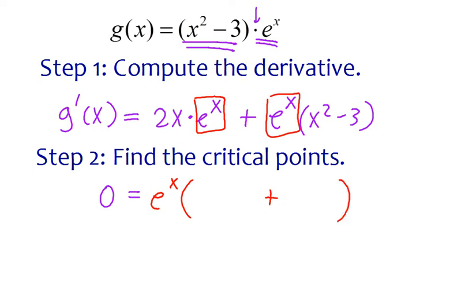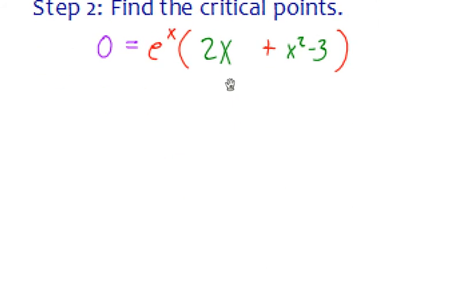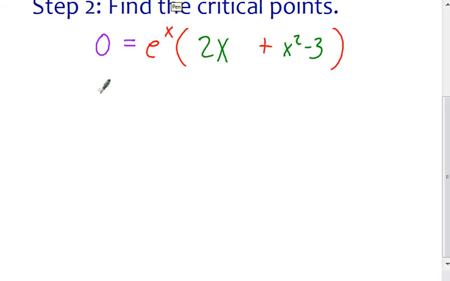And let's see what's left when I do that. I need 2x, and I need x squared minus 3. Okay, and let me continue my process of factoring. And I'm just going to organize this into standard form so it looks familiar.